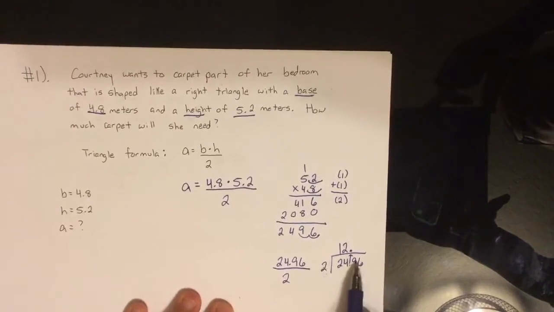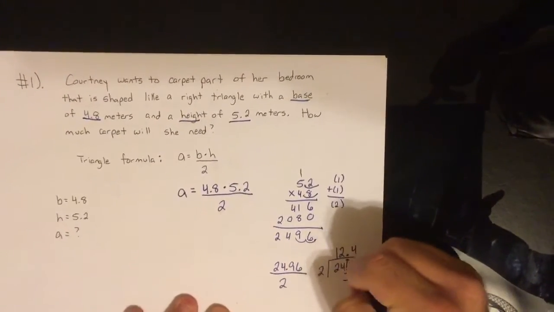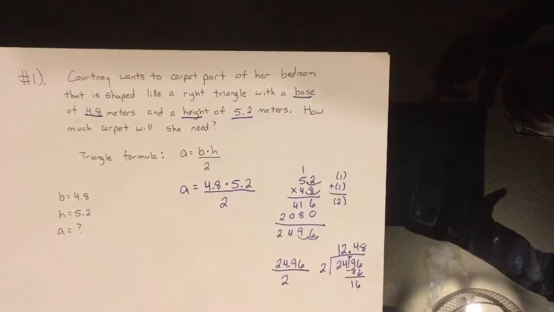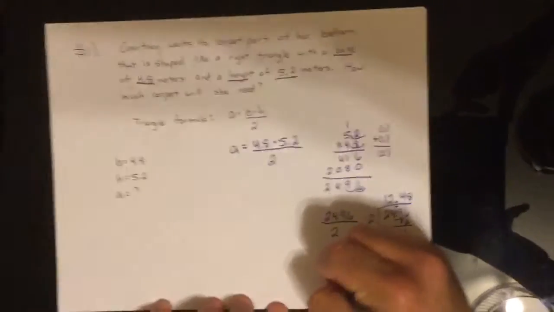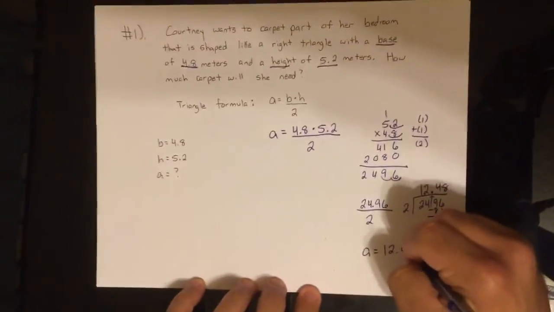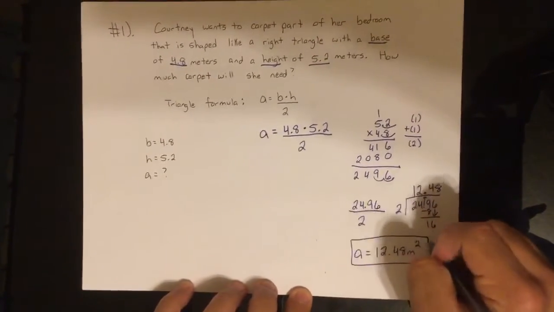How many times can 2 go into 9? 4 times. And how about 2 into 16? 8 times. So the area should be 12.48 meters squared. Since we're dealing with area, it is squared.